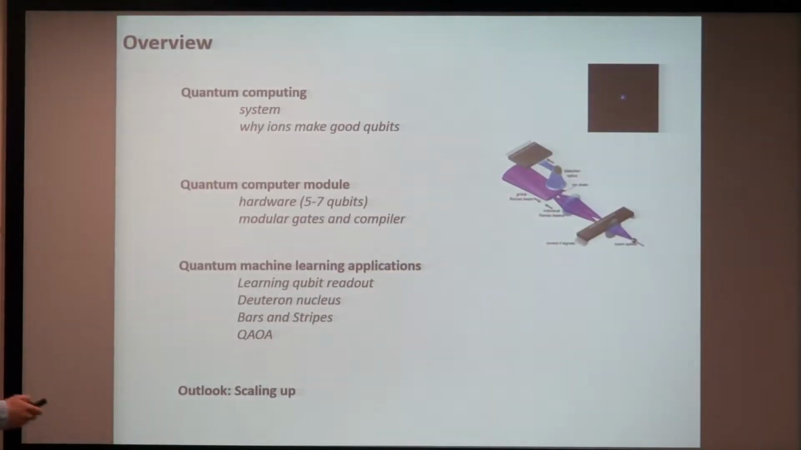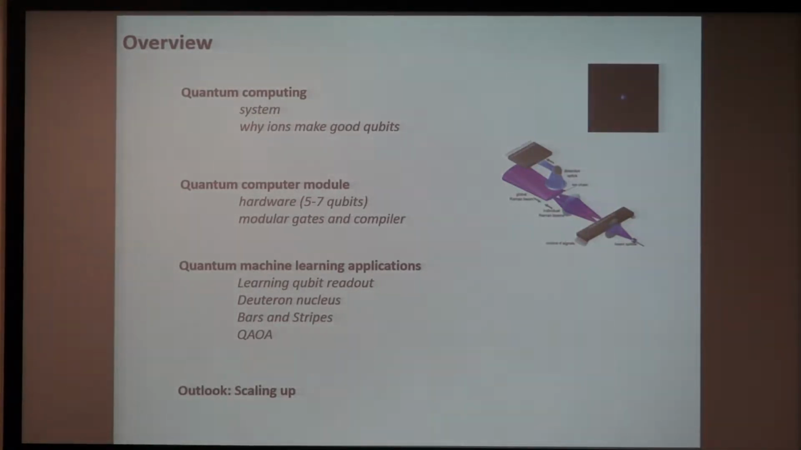I'll start by saying, since some of you may not be familiar with our experimental platform, why it is a good idea to use ions as the basis for a quantum computer. And then I'll present our hardware and how it constitutes a quantum computer. And then I'll give 4 recent examples, most of them actually still ongoing works that are related to machine learning.